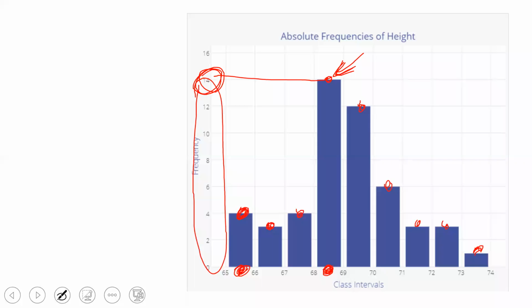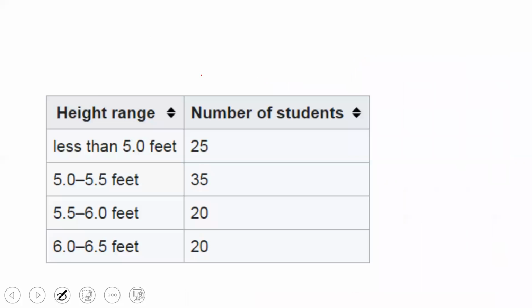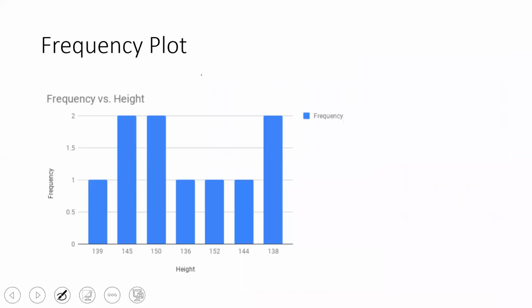But suppose we take another example over here. We have 139 and we know 145. What about the probability of 140? What about the probability of 140? This I don't know. So what we can do using this frequency plot, this is one of the techniques we can use to create a probability function. We will just join these middle points.